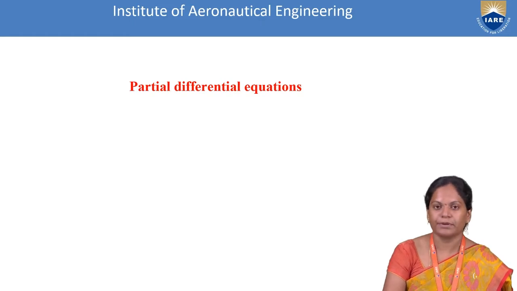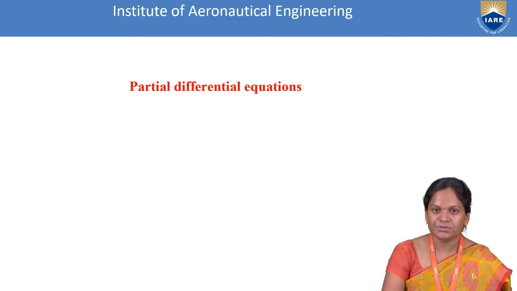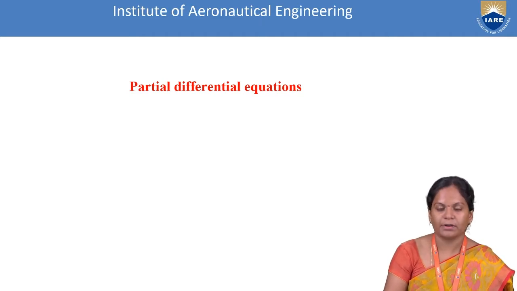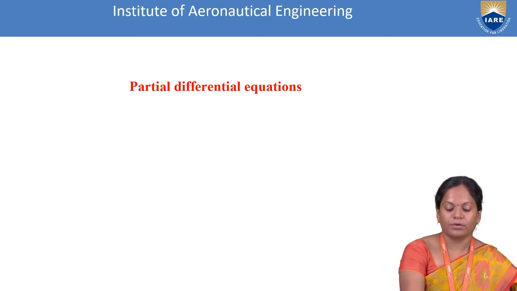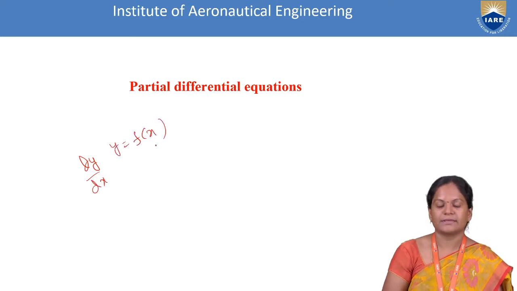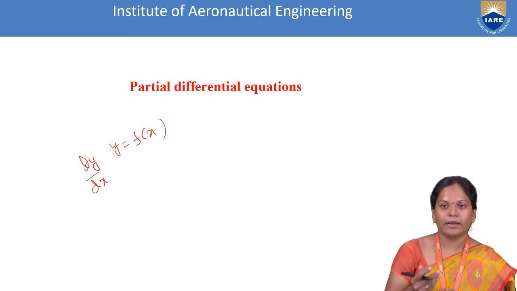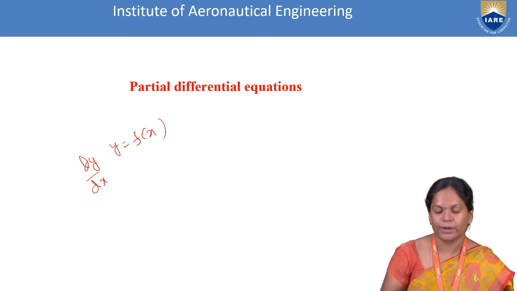Now here I am going to discuss partial differential equations. What is a partial differential equation and what is an ordinary differential equation? An ordinary differential equation means we have one dependent variable and one independent variable. In that, the differential equation is dy by dx. Suppose we have a function y equal to f of x, where x is the independent variable and y depends upon this x variable. Here we have only one dependent variable and one independent variable.